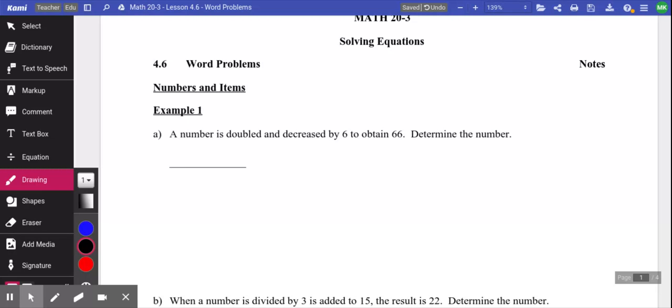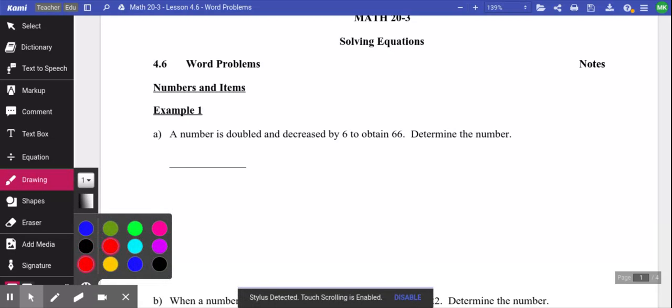Your tests won't focus largely on word problems, but there will be a couple. So if your hope is to get in that 80 to 100% range, these are the types of questions you should be trying to prepare yourself for when it comes to our exam. Let's just get started. So example 1.